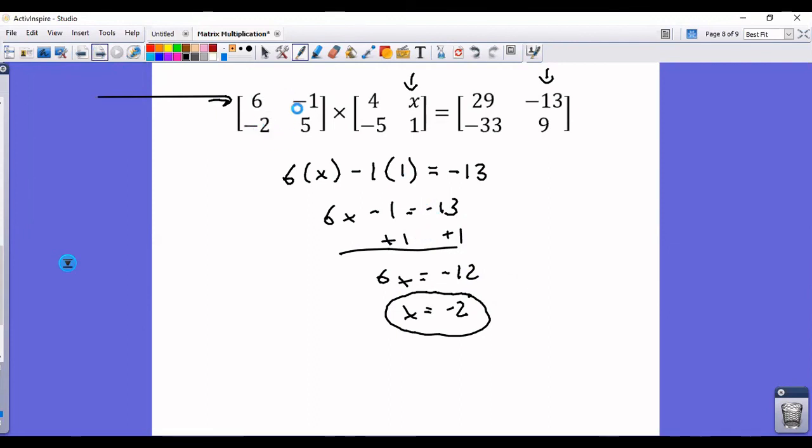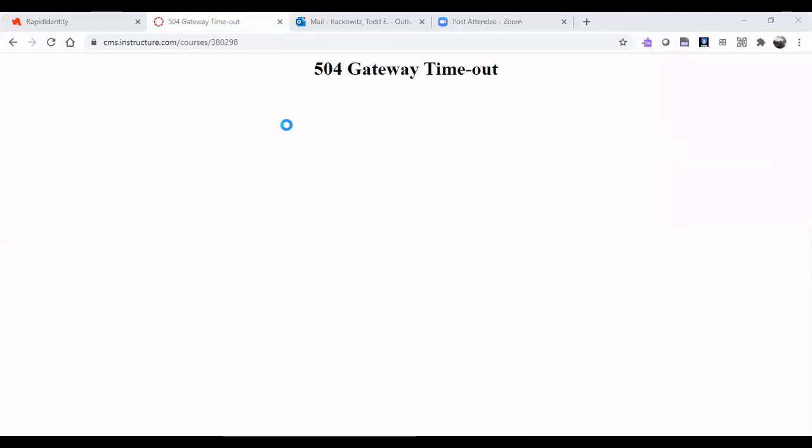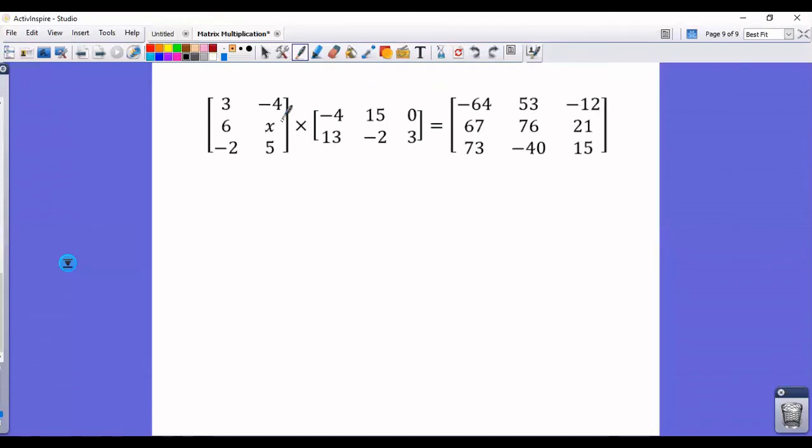Same idea. I put the x in the first one. So x is over here, and remember I have to use rows, so I have to do the second row. But looking at my matrix, which column would be easiest to use to figure this out? Do you want to use -4 and 13, 15 and -2, or 0 and 3? I would say the 0 and 3 will be an easier problem. So if you do 6 times first number 0, plus x times 3, who can tell me what that should equal in your solutions?